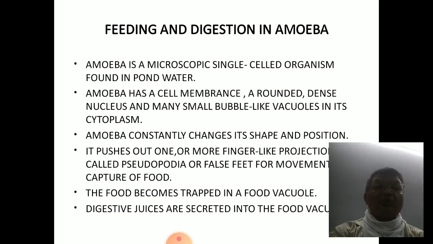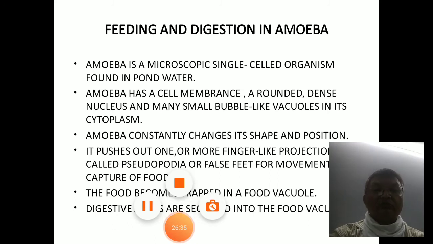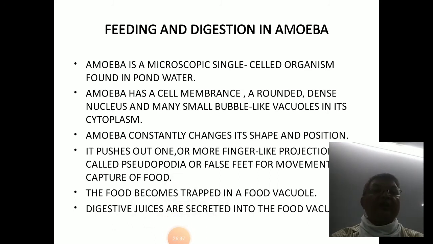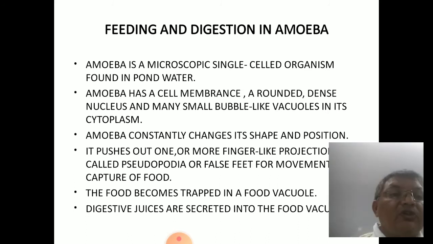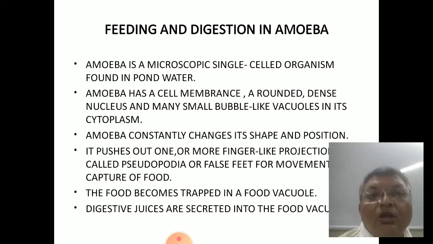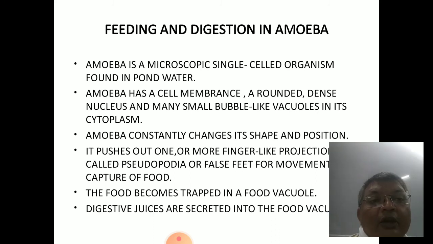Then we talk about feeding and digestion in amoeba. See, amoeba is made up of only one cell and it's a unicellular organism. We require a microscope to see this organism. Amoeba belongs to the animal group. Remember, amoeba belongs to the animal kingdom and we find it in pond water.